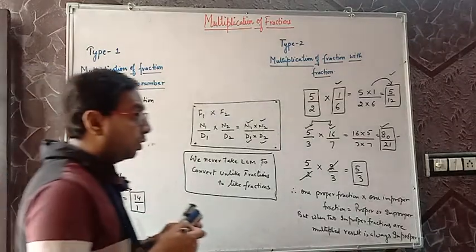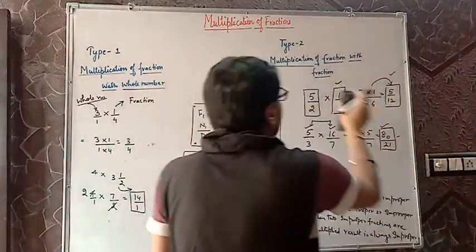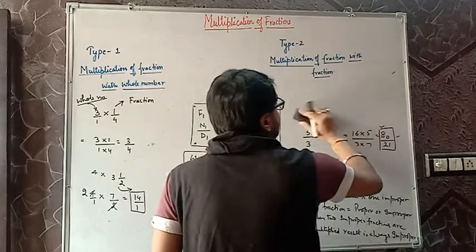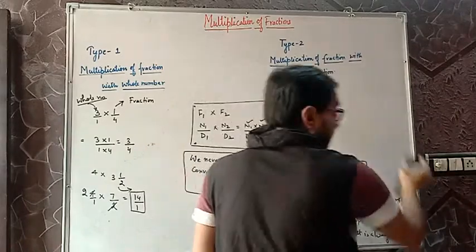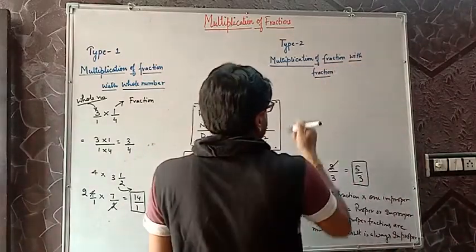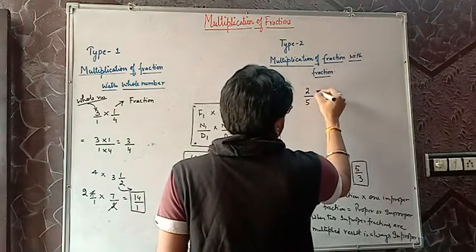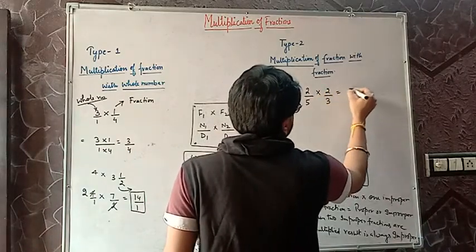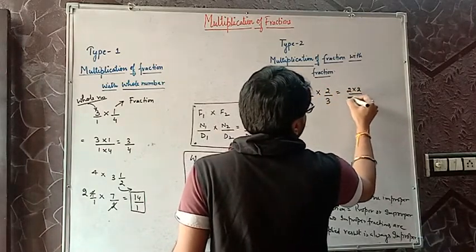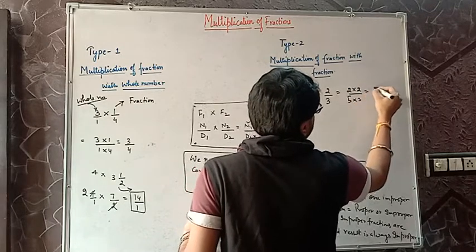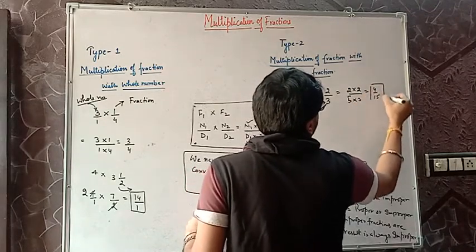Let's see one more important thing. Let's take two proper fractions. What will happen if we take two proper fractions? Let me take 2 by 5 and 2 by 3. The answer is 2 into 2, 5 into 3, that is 4 by 15. We are getting a proper fraction.